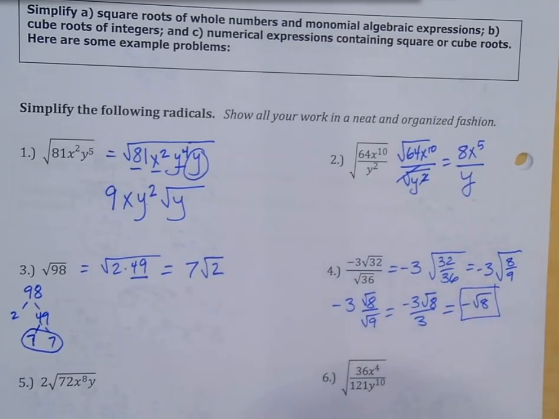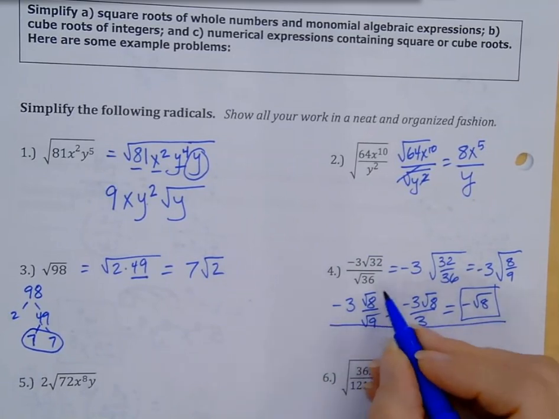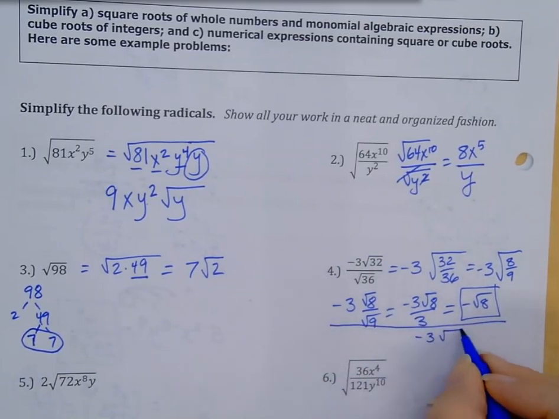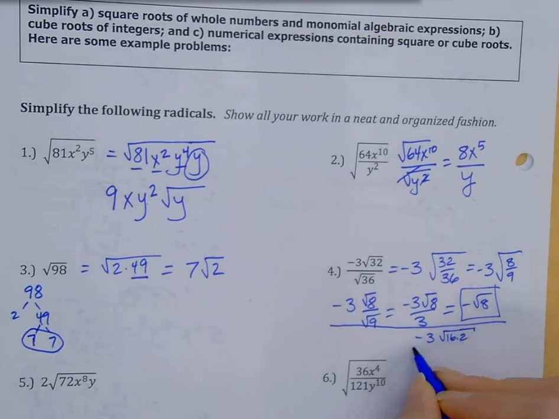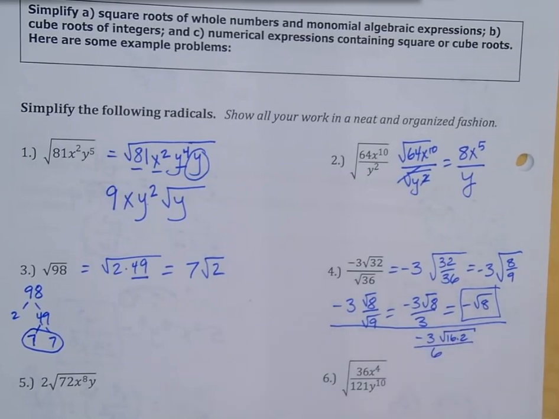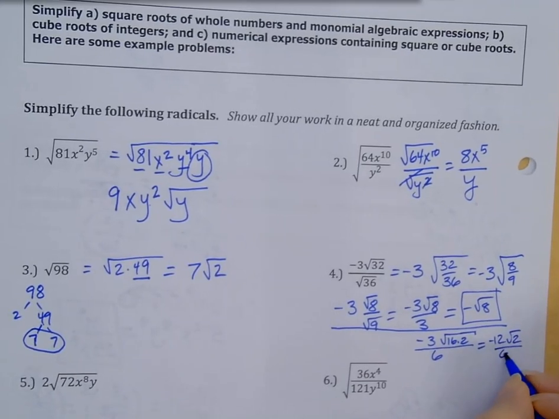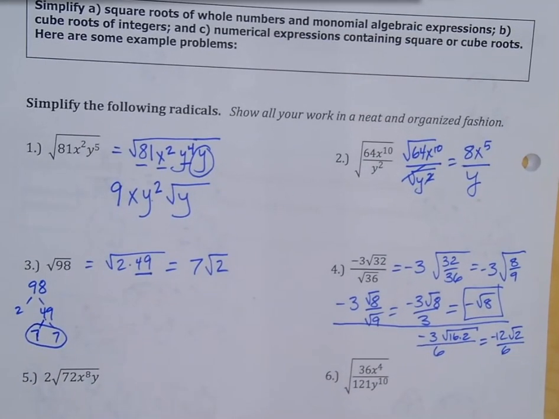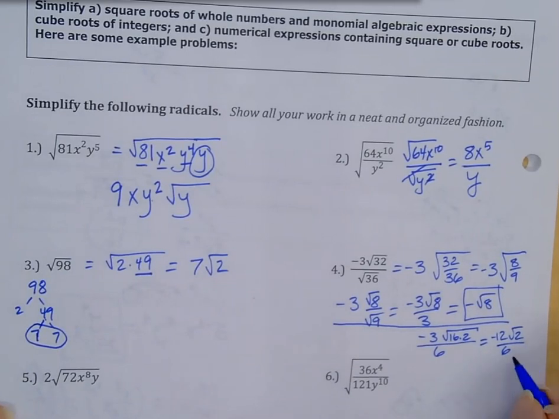You also could have done this separately. So you could have said that this is negative 3 times the square root of 16 times 2 over 6. There's no worries about which way you're choosing to do this. I would say that's negative 12 times the square root of 2 over 6. And I'm so glad I did this the second way, because guess who didn't simplify all the way? Me. Okay, so when I do negative 12 times the square root of 2 over 6, I get negative 2 times the square root of 2.